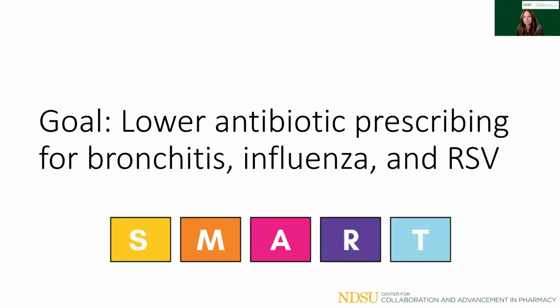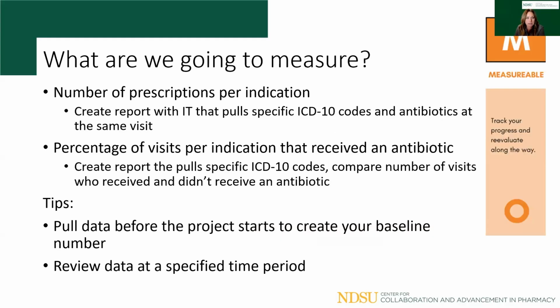Okay, so let's go back to our SMART goal. So we talked about our SMART goal, and my goal is to lower antibiotic prescribing for bronchitis, influenza, and RSV. So let's break this down a little bit further, and we're going to go into that worksheet a little bit more. So what are we going to measure for this?